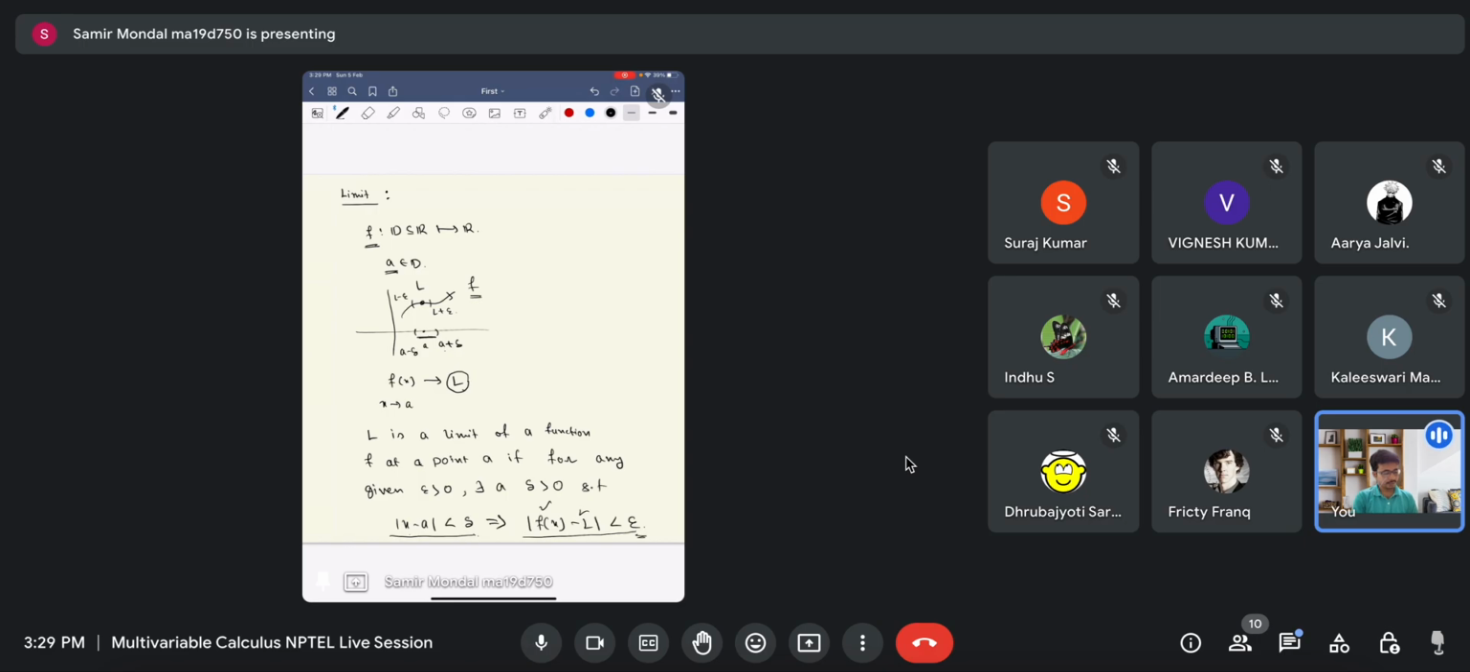Okay, epsilon is given and we have to find a delta greater than 0. Okay, understood or not? This is the definition of limit for one variable functions.